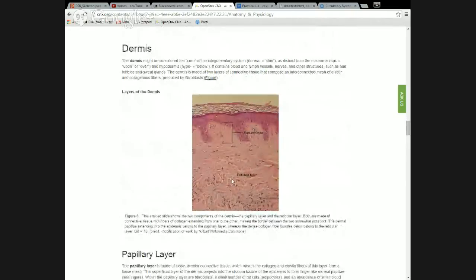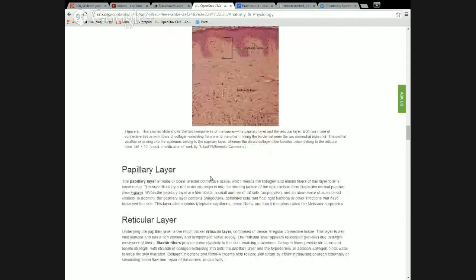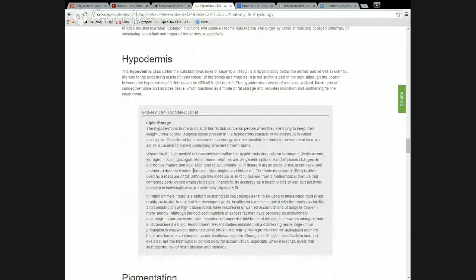The dermis I kind of already talked about. It's mostly dense irregular connective tissue, which is what we have down here at the bottom. That's labeled the reticular layer. And then at the top, this bracket is showing us where areolar connective tissue is. That's where the blood vessels are that supply the epidermis there. And that's explained here. And then they go on to talk about the hypodermis a little bit.